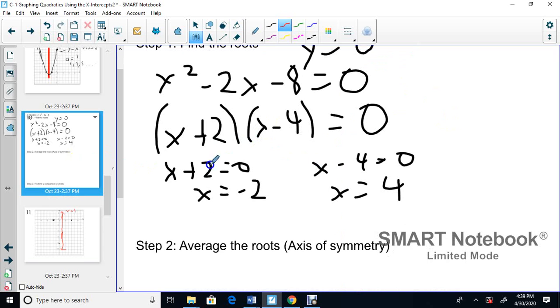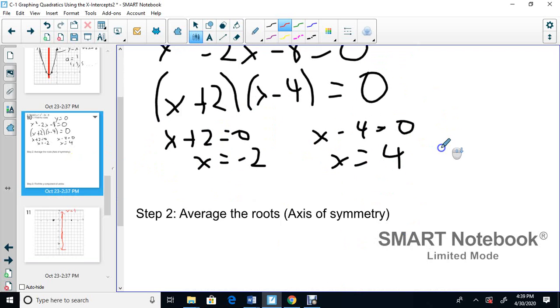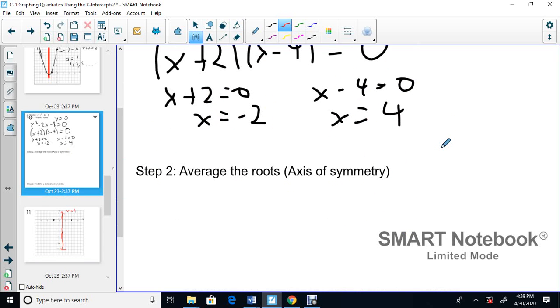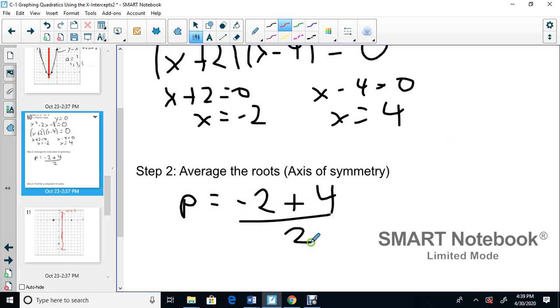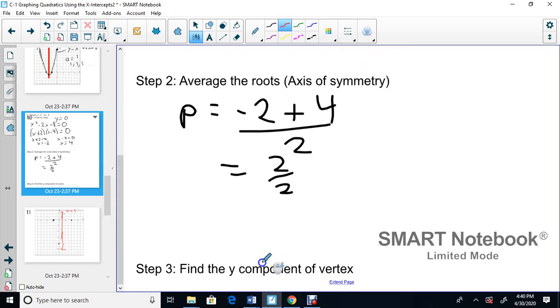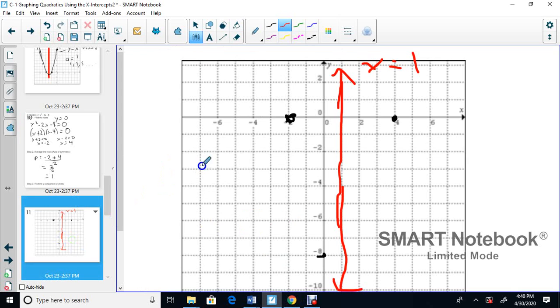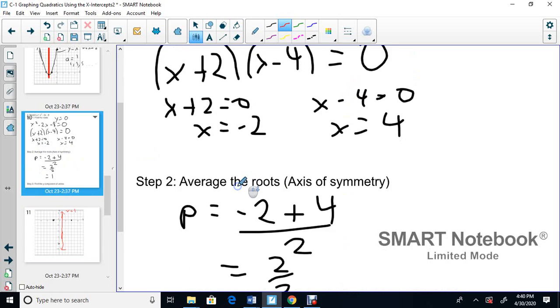Okay, let's do it mathematically. It's the average of these two. I'll call it P. So it's negative 2 plus 4 over 2. Negative 2 plus 4 is 2, over 2. 2 divided by 2 is 1. So we know the axis of symmetry is x equals 1, or I call it P here, so P is equal to 1. We've got it. Terrible line there, but I've drawn it. Okay, now we've got that.